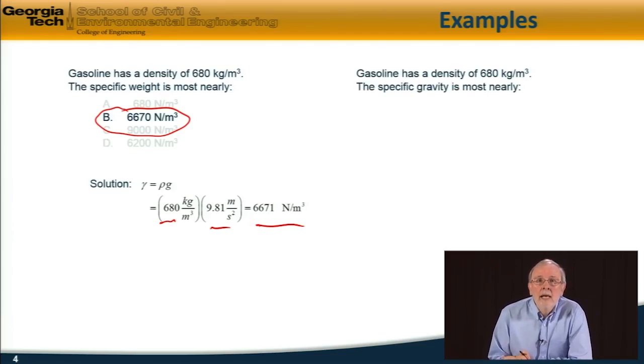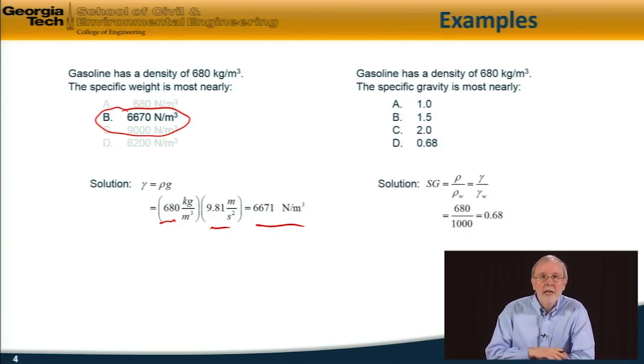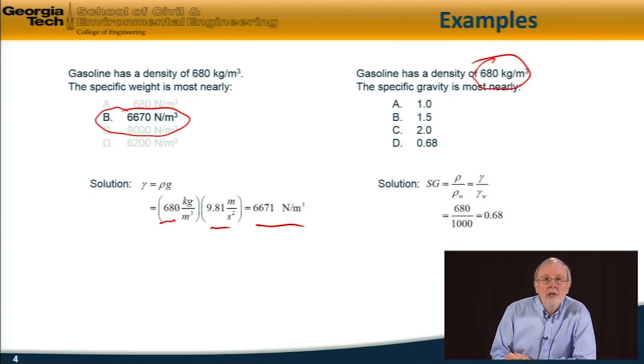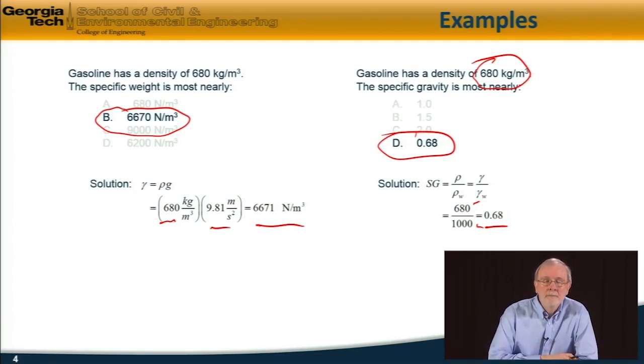Similar problem. Gasoline has a density of 680 kilograms per cubic meter. The specific gravity is most nearly which of these? So again, the solution just follows from the density. The definition of specific gravity is equal to rho over rho w, or equivalently gamma over gamma w. In this case, we're given the density is 680 kilograms per cubic meter. So the specific gravity is 680 divided by 1,000, taking the density of water as 1,000 kilograms per cubic meter, and the answer is 0.68. So the answer is D, 0.68.